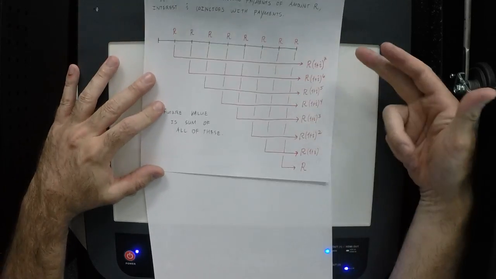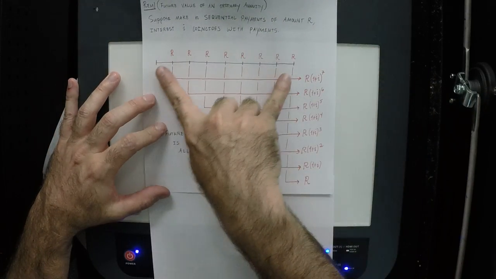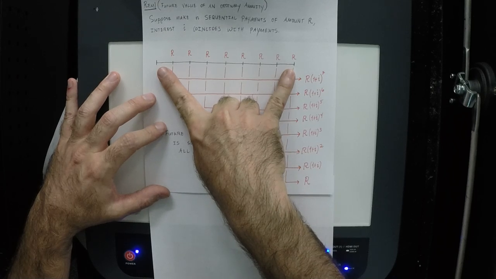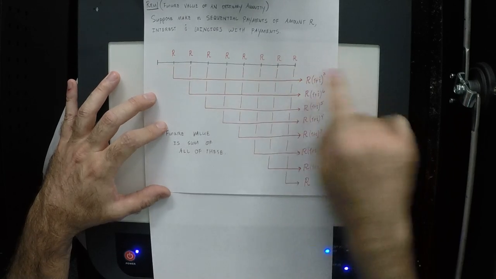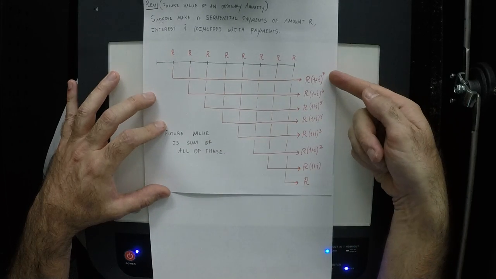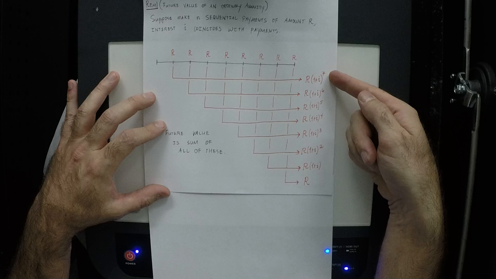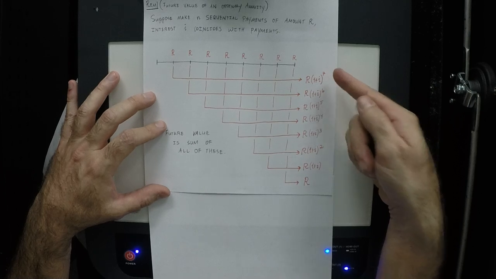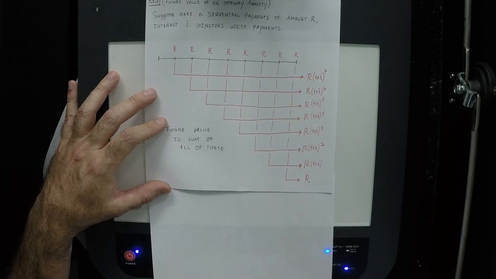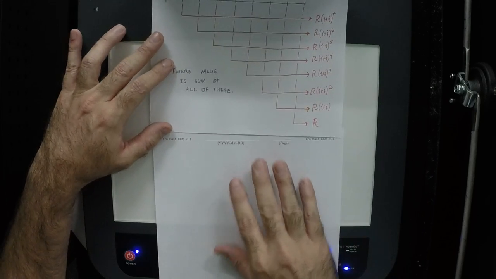Now, in the picture I did eight, but now we're going to go back to N. But what I want you to notice is because there were eight periods, this one is seven. If there were 20 periods, if I had taken the time to draw all that, this would be 19, right? So if there's N periods, the maximum exponent is what? N minus 1.